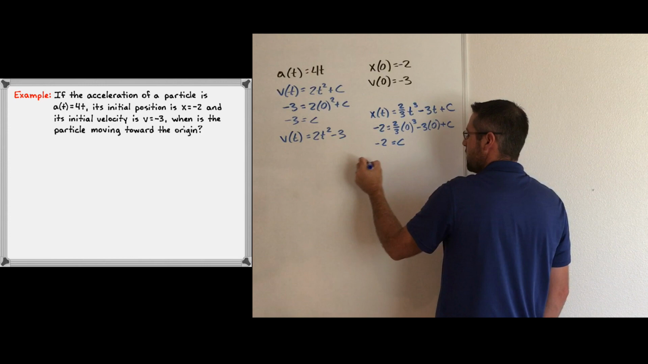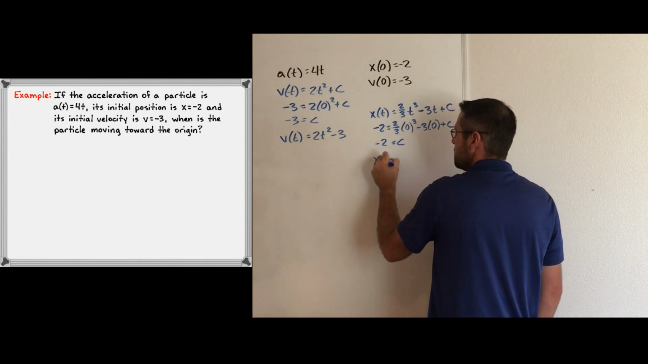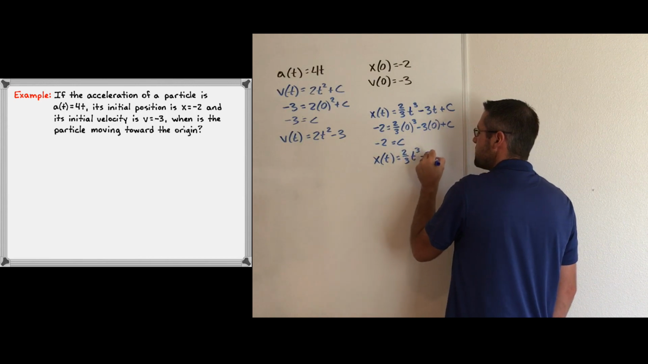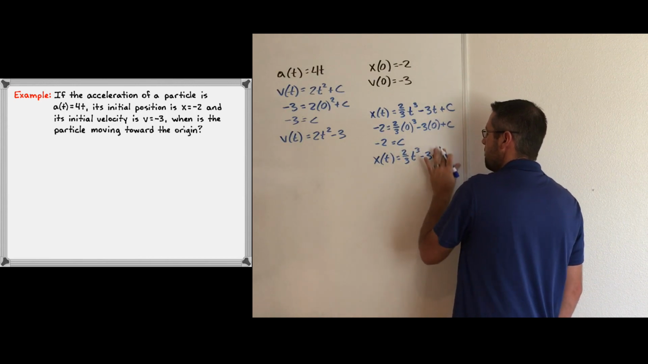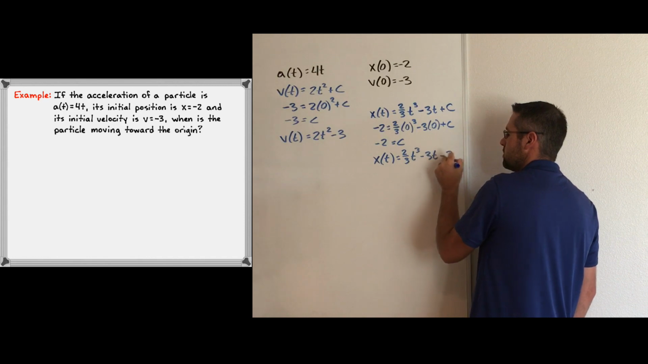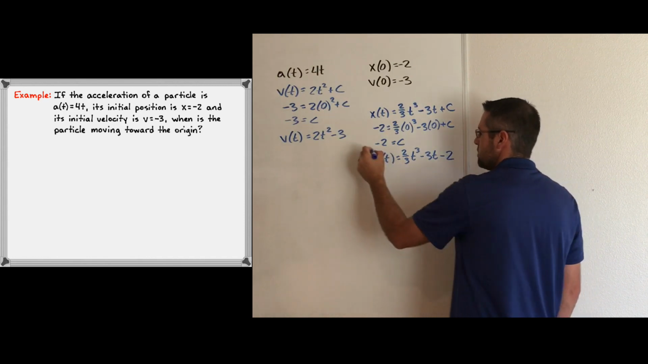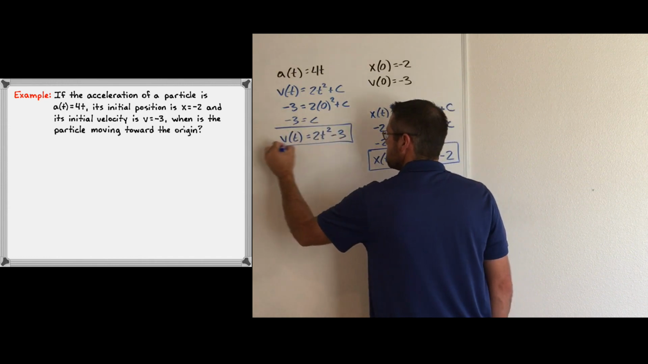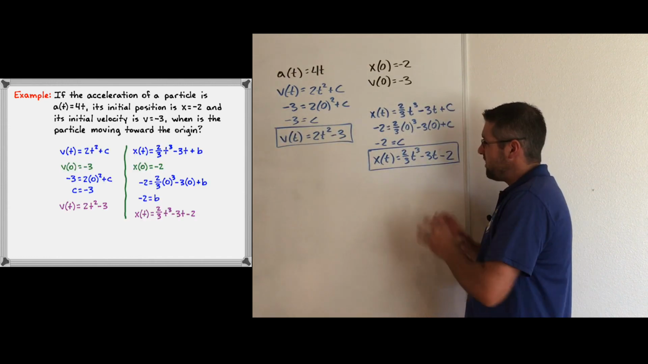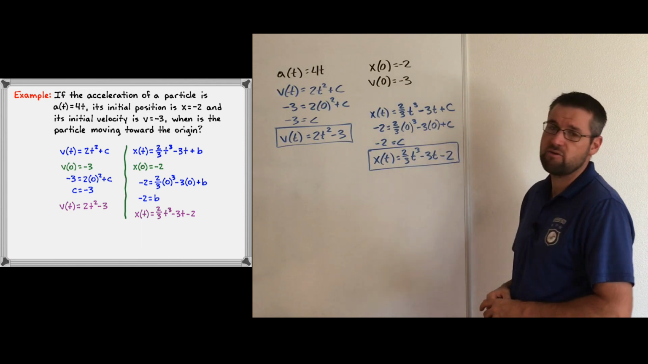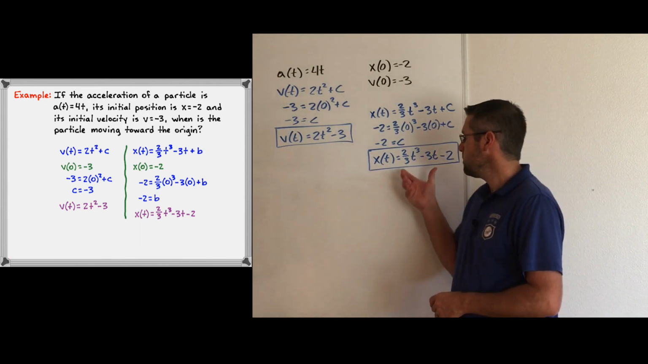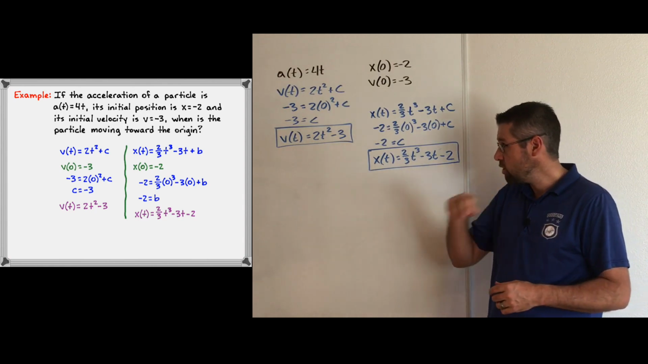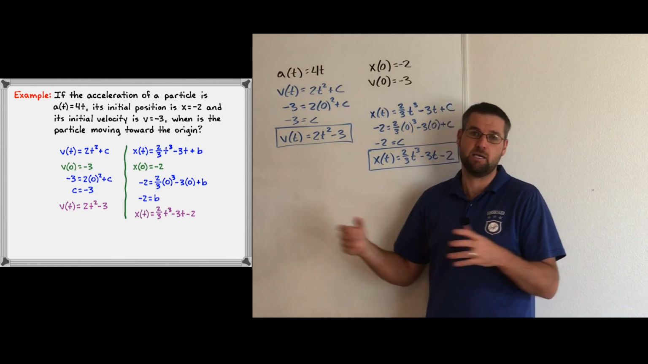So our position function is 2/3 t to the third minus 3t minus 2. So that's my position function. I'm going to use that, and then my velocity function. Okay, so with that said, you're going to look for intervals for which the position is positive and negative. You're going to look for intervals for which velocity is positive and negative.